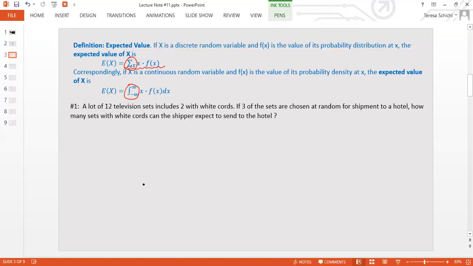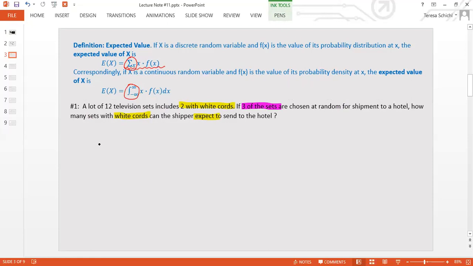Let's say a lot of 12 televisions here, right? Two of them have a white cord. Then 3 of the sets are randomly chosen from the shipment to a hotel. So how many sets of white cord are we going to expect at the hotel? Okay, so now let's take a look at how we do this problem.